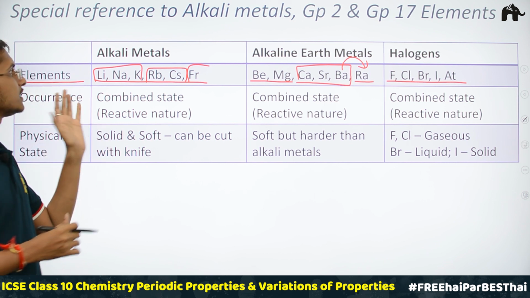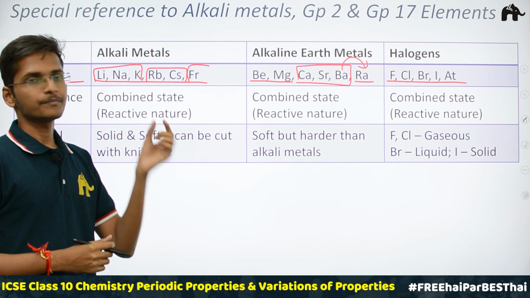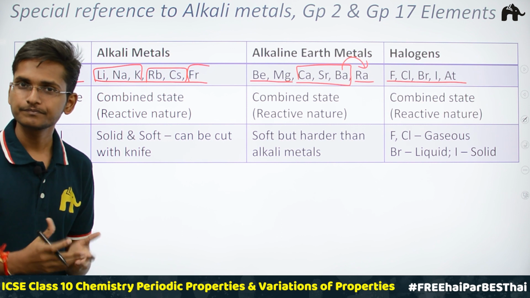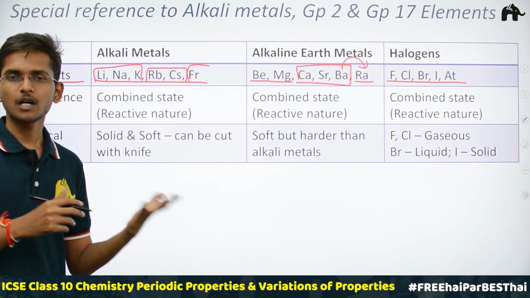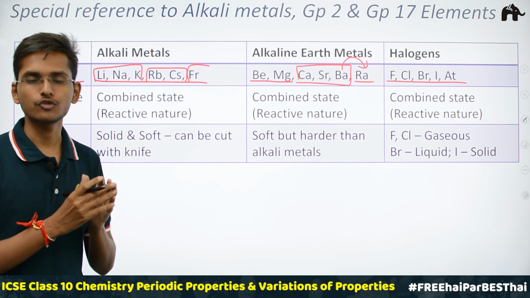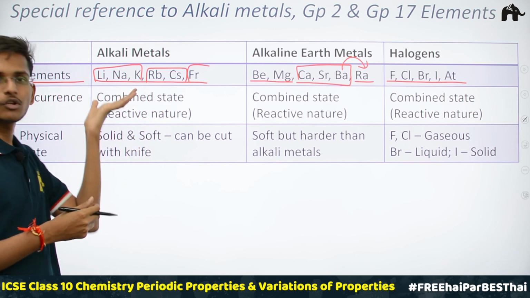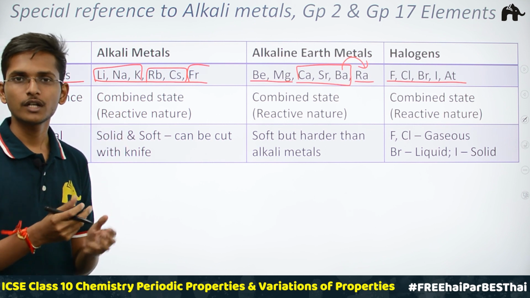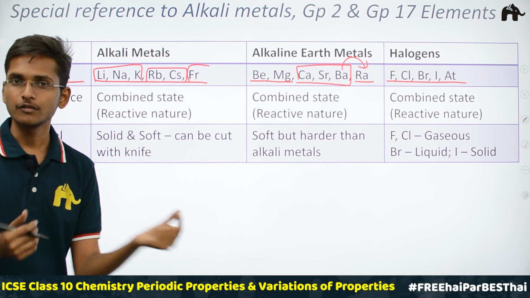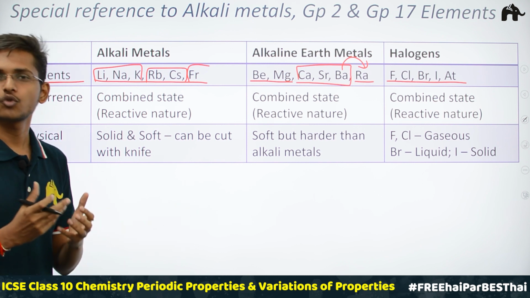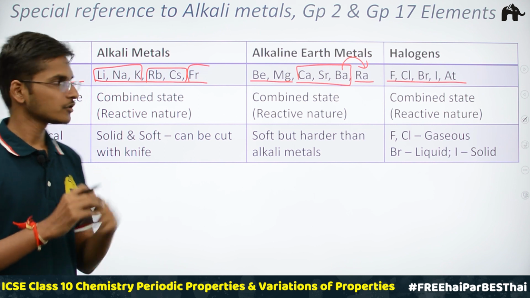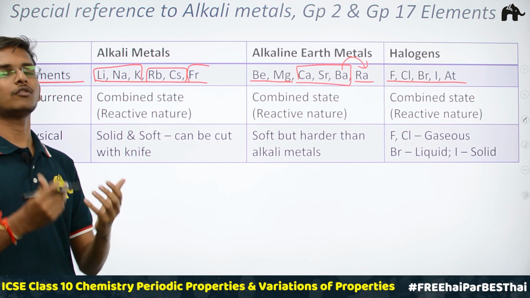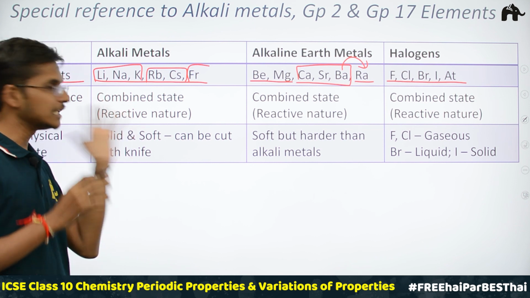Now next is occurrence. So how do we find these elements in nature? All these, alkali metals, alkaline earth metals as well as halogens, are found in combined state. What does this mean? Combined state means they are found in the form of compounds of the particular metal. Suppose sodium, if we take example of sodium, we cannot find sodium in a free state. We cannot find sodium atom in nature. We always find sodium in the form of salt, NaCl, right? In this way, all these elements are found in the combined state. We find the compounds of these elements in nature.